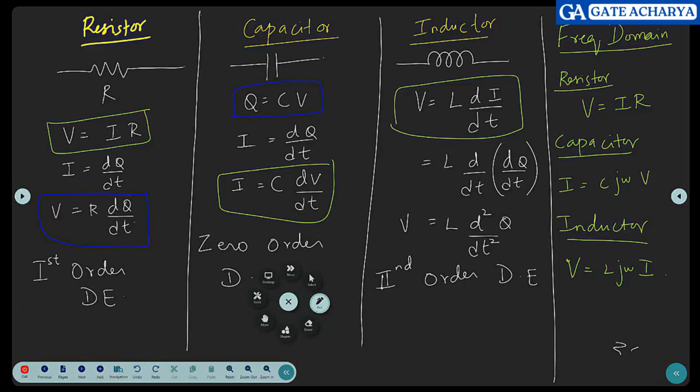So there are two differential equations: one is I and V, and the other is V and Q. This is where we started. We just introduced resistor, capacitor, and inductor. If you have come late, you can take a picture.